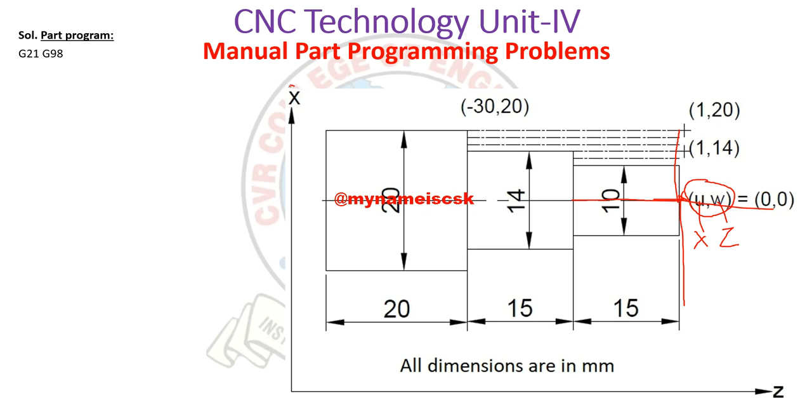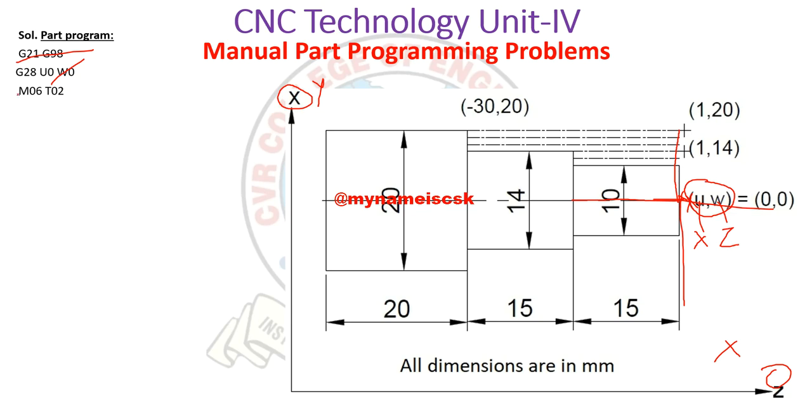So the X axis is nothing but, in general terms, the Y axis. The Z axis is nothing but, in general terms, the X axis. But in turning it will be totally different. In order to avoid confusion, we are using U and V so that our value is correct. G21 and G98 are common for all programs. Next, U0, W0, so our cutting tool has to come to U0, W0.